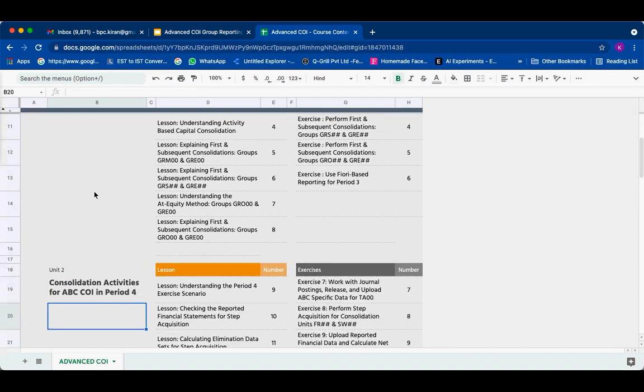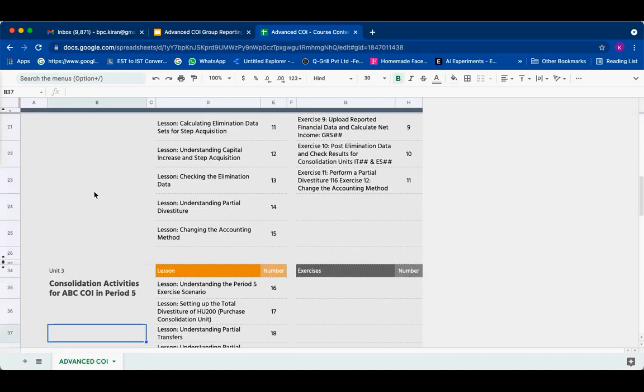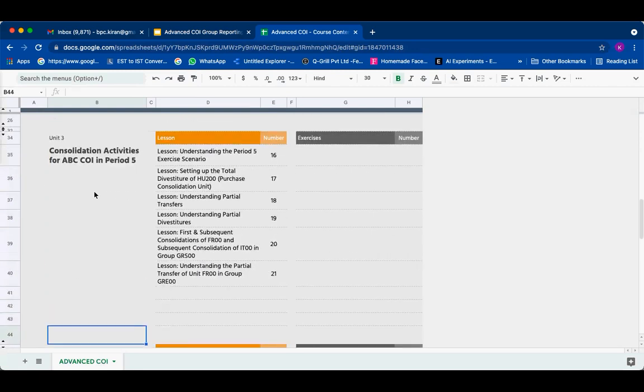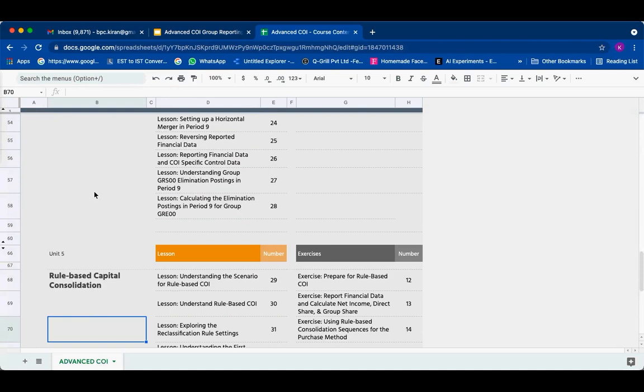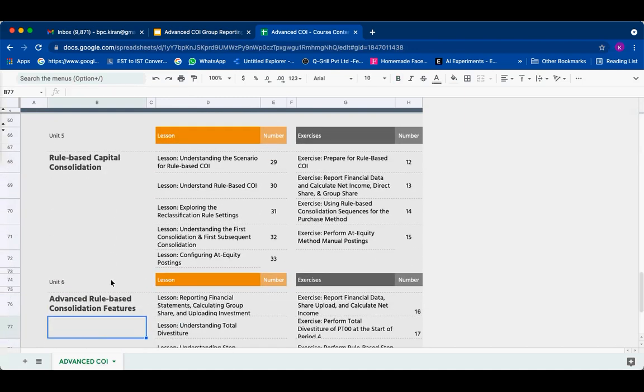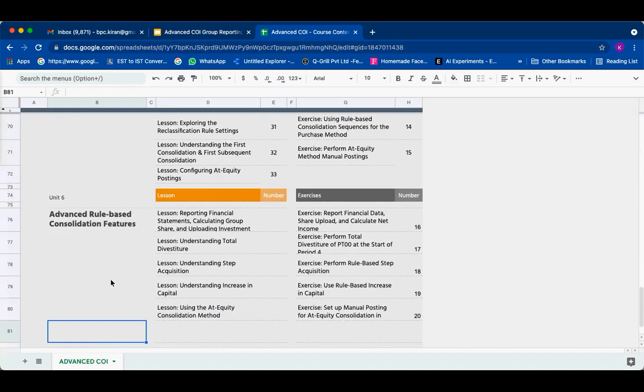And period 4 activities, then period 5 activities, then period 8, 9 activities. This we are going to perform. Then we are going to start rule-based consolidation of investments, and the same, whatever I said, period 3 and period 4 activities we are going to perform. Period 3 is the first consolidation and subsequent consolidation activities.